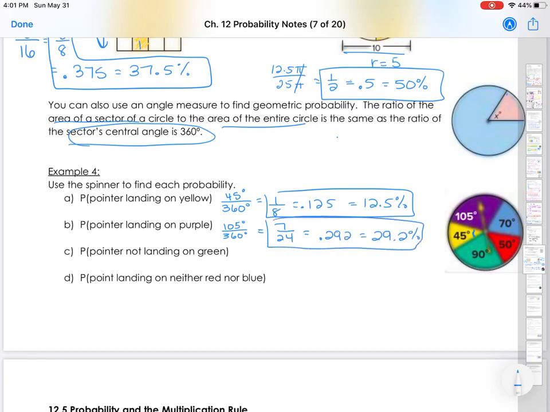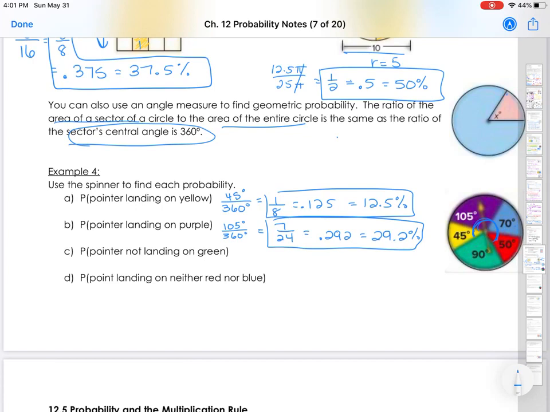Okay. Landing on purple. Purple is 105. So we have 105 over 360. That simplifies to 7 over 24. So this will be a little messy. That's about 0.292, which is 29.2%. Again, remember, we can write probability any of these ways, so it's not a big deal which one you want to use.